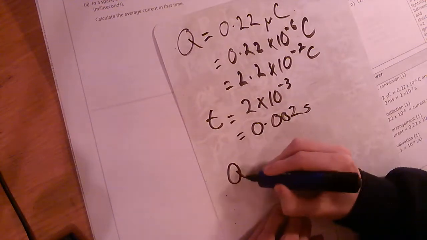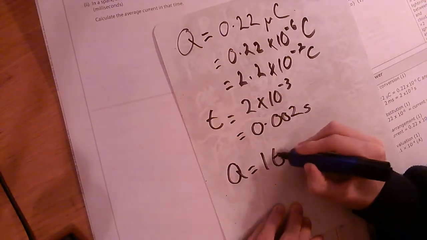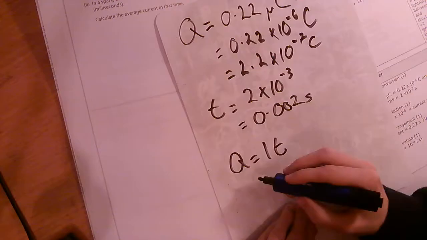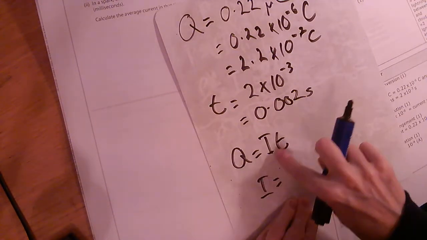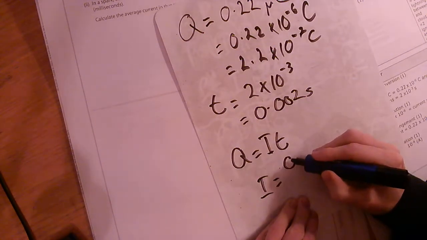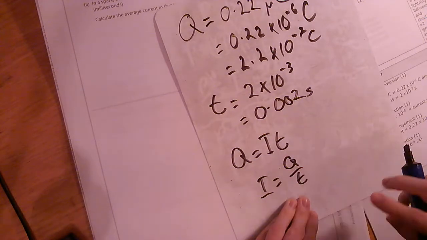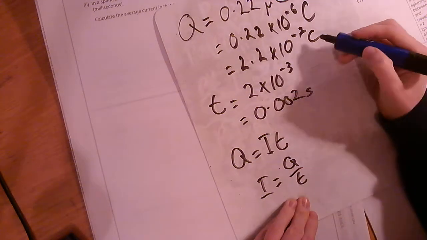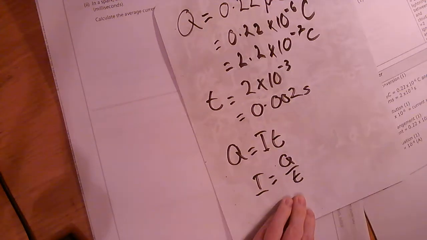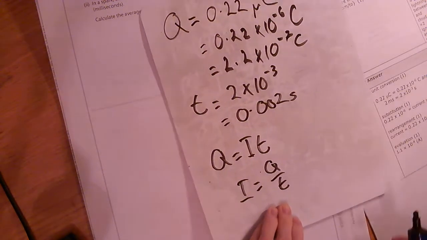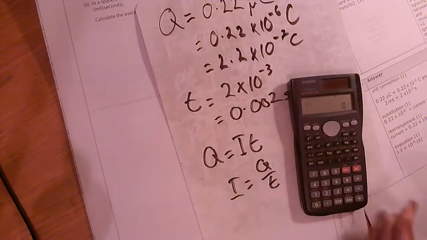So we need an equation with current, charge and time. That's going to be Q equals IT. Charge is current times time. We're trying to work out the current. So the current I is going to be, well, you need to divide both sides by T, so Q over T is equal to I. So you're going to take your charge, 2.2 times 10 to the minus 7, divided by your time of 0.002 seconds. And we'll see what that gets us.